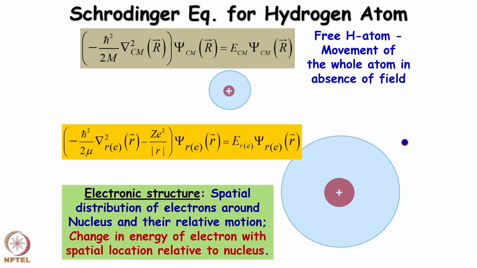Now, the electronic structure, the spatial distribution of electrons around the nucleus and the relative motion, and the change in energy of the electron with the spatial location relative to the nucleus. There are two problems. The first one is a free particle and the second problem is actually what is quantized.